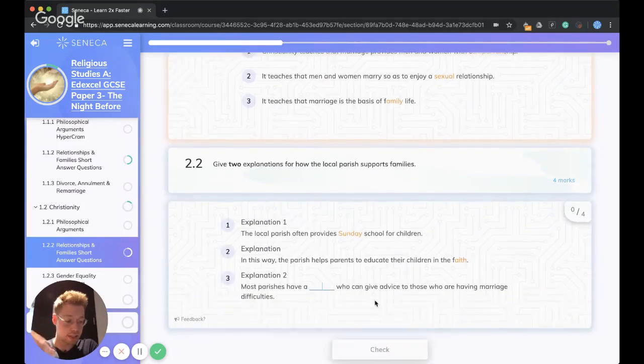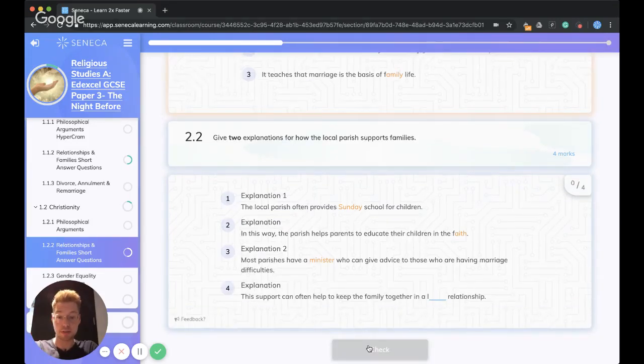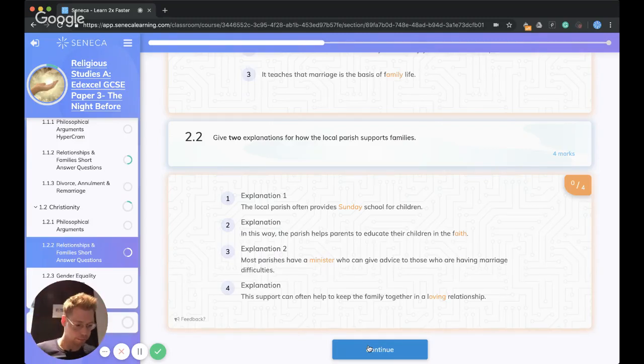So then we have to give part 2. Most parishes have a minister who can give advice to those who are having marriage difficulties, and then we give our explanation. This support can often help to keep the family together in a loving relationship. So that's part B. You always give your explanation and then you explain it.